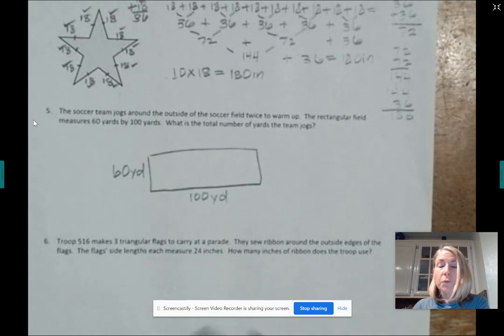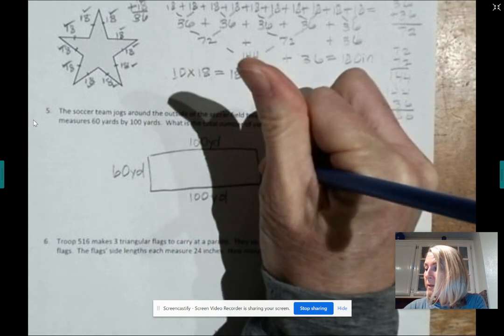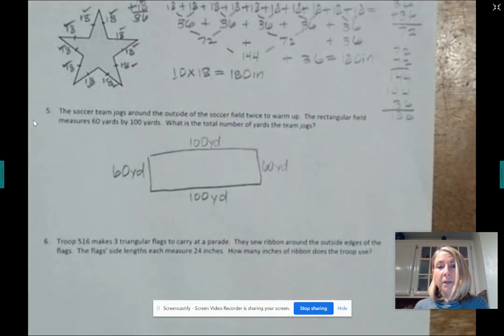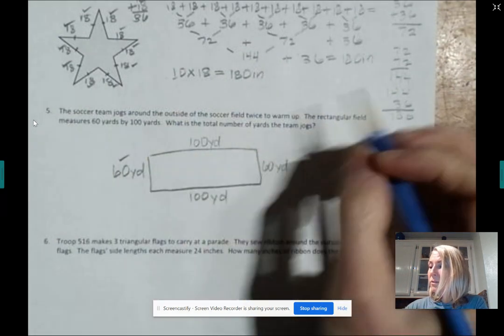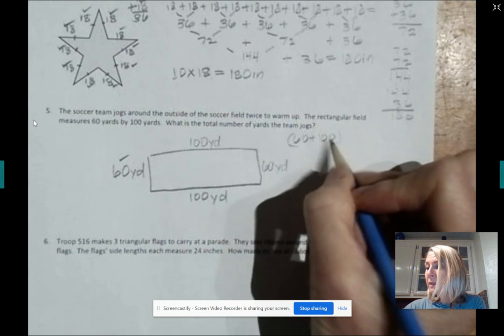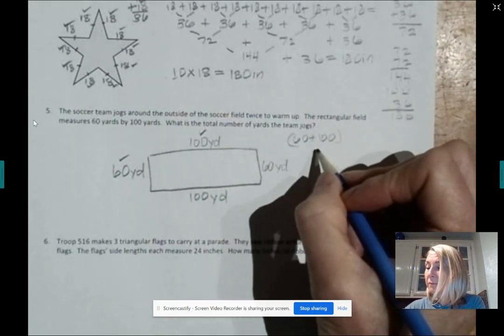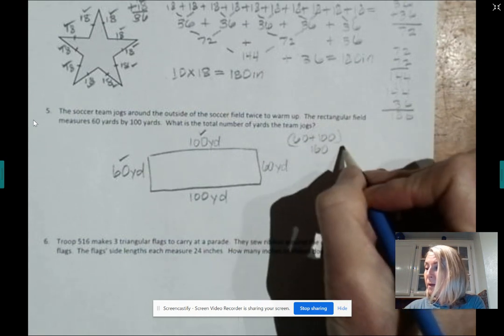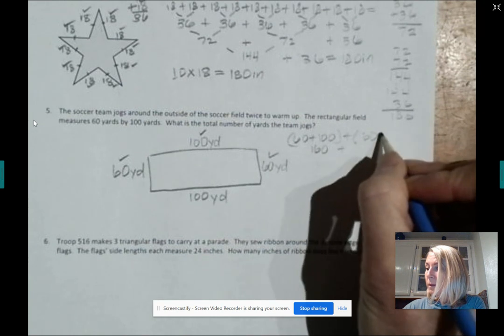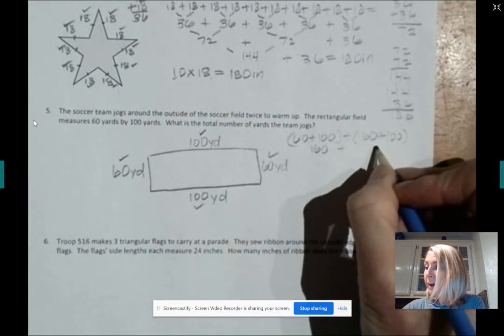And they're going around this twice. Right, so I've got 100 yards up here, 60 yards here. This one, we can just check them off and add them. 60 plus 100. We know we need the perimeter at least one time, right? Because they go around twice. So first we have to figure out how far they're running just on the first lap.